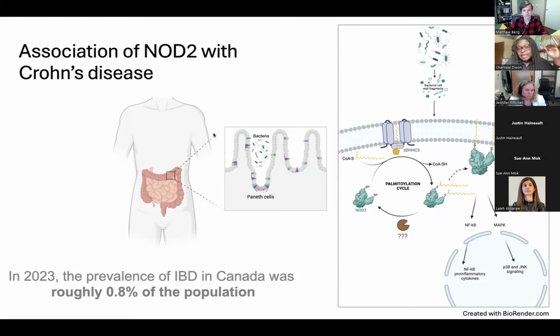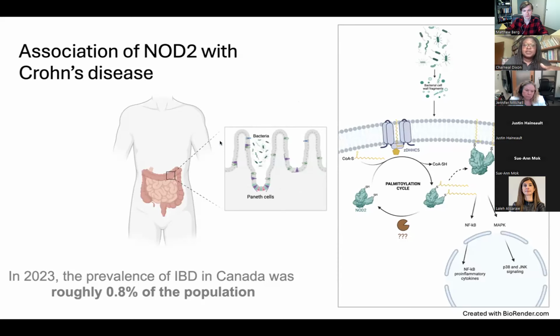NOD2 is a cytoplasmic microbial sensor that surveys for fragments of bacterial peptidoglycan after it's been transported across the plasma membrane. It triggers pro-inflammatory responses that are mediated by NF-kappa B and MAP kinase signaling pathways. And all of these responses are essential to the bacterial killing activity of Paneth cells via their secretion of microbicidal compounds.